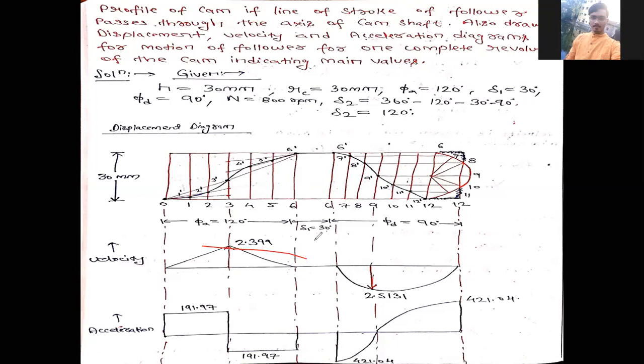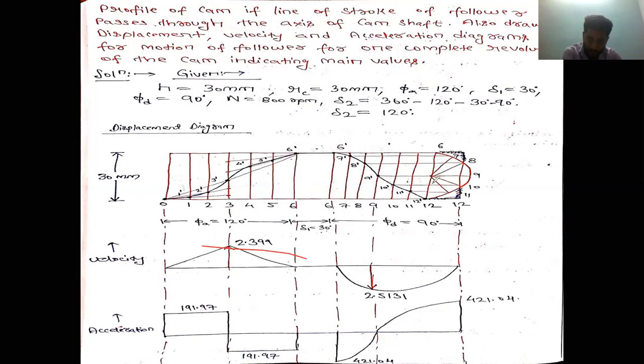Next, from this 6 dash to this 6 dash, I will do nothing because there is dwell. Dwell means no motion of the follower. Again, it has been given in the problem that from this 6 to this 12, the angle of descent is 90 degree. But during the descent period, the follower is moving with simple harmonic motion. And when the follower is moving with simple harmonic motion, I know how to get that displacement diagram.